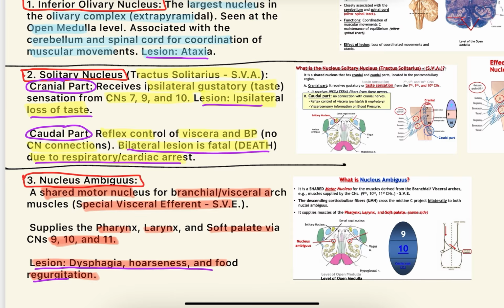So again, the cranial part, cranial nerves 7, 9, and 10, is associated with taste, so it will be ipsilateral loss of taste if I have an issue here. The caudal part doesn't have any cranial nerves, so it's associated with your viscera, which is important to live. Any bilateral lesion here leads to death.